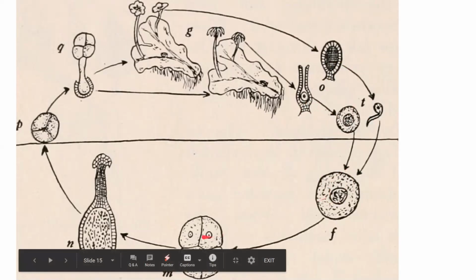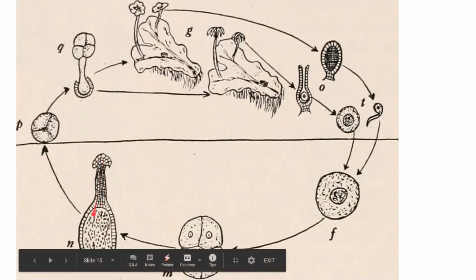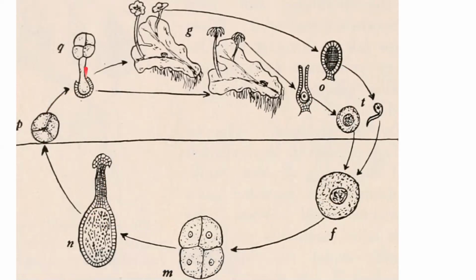Now this will undergo mitotic cell division: 2 cells, 4 cells, 8 cells, and so many cells. Ultimately a sporophyte will get differentiated, which has spore mother cells, and the spore mother cells will undergo meiosis to form haploid spores, and they will germinate to form the gametophyte, like we discussed in Marchantia. Out of the 4 spores, 2 will form the male thallus and 2 will form the female thallus.